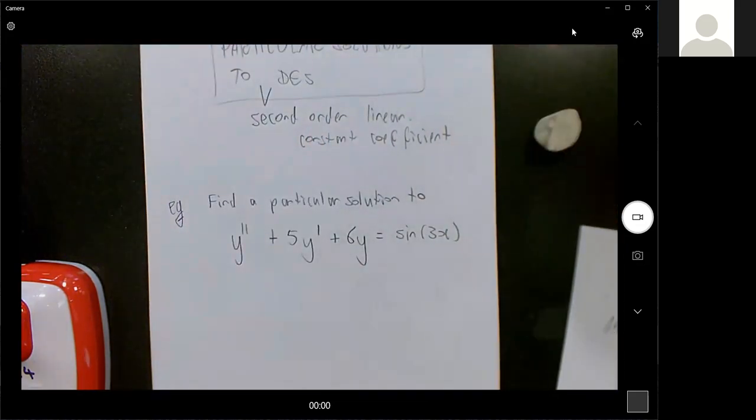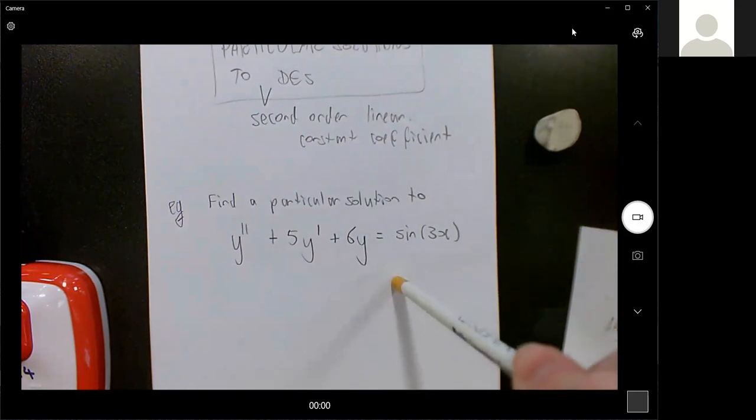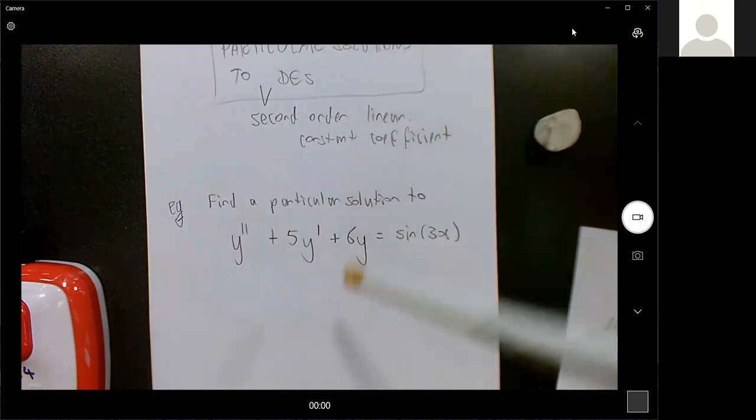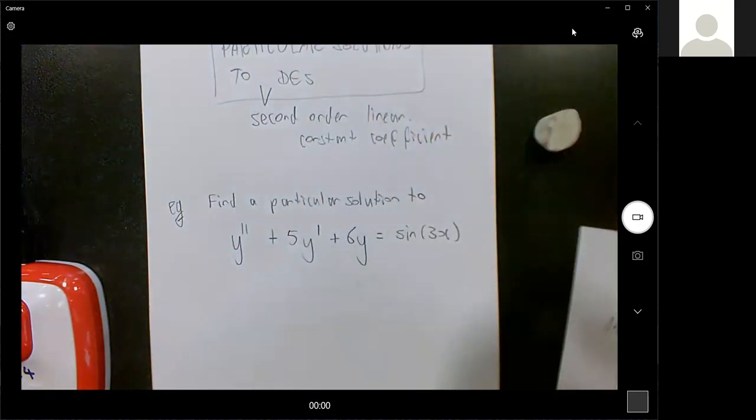No. What you're thinking of is when they tell you the solution and they ask you to verify that it really is a solution. Good point. If they give you an answer, you differentiate it, sub it in, and see if it comes out to sine of 3x. But if they haven't told you what it is, you have to find it yourself. That's a classic maths thing, to ask both kinds of questions. Verifying a solution is usually much quicker and easier. All right, so we're going to find a particular solution to this.